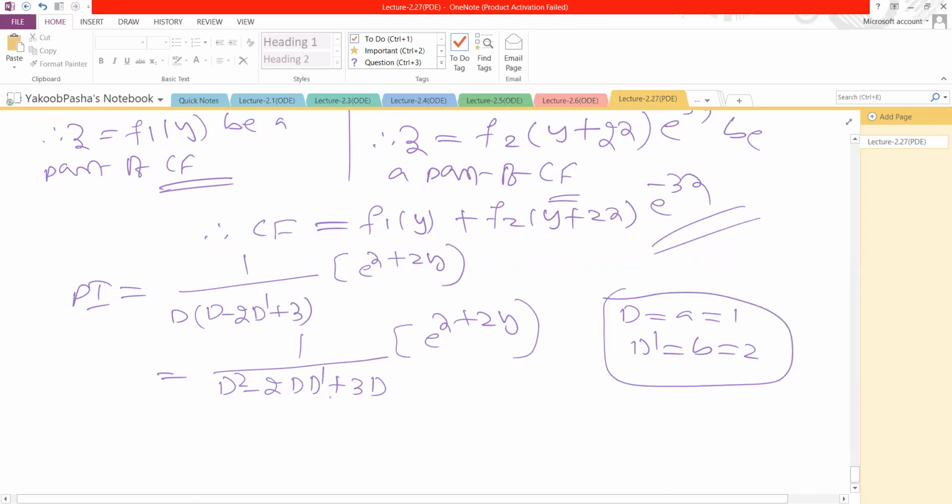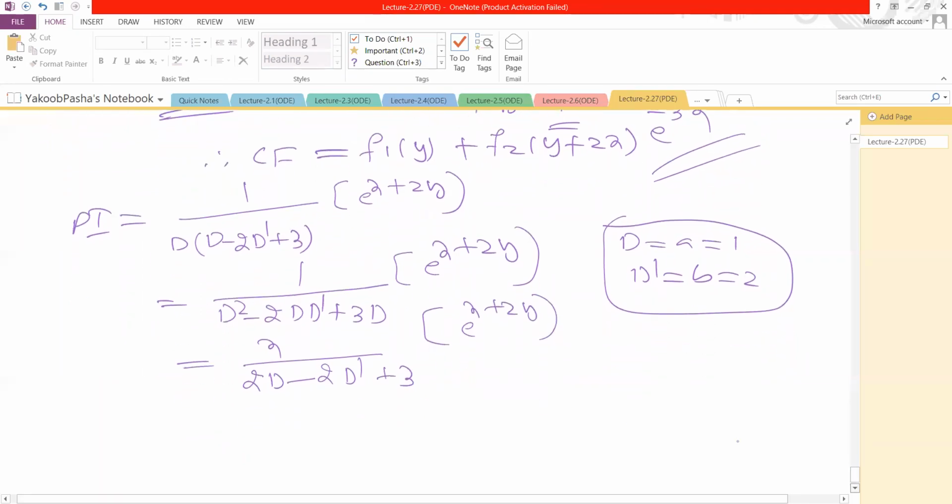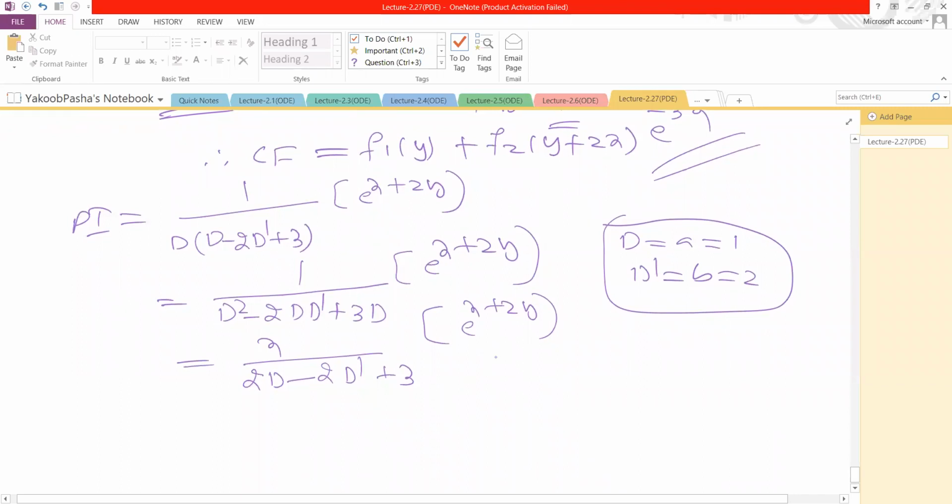What about the denominator? The denominator is 1 minus 4 plus 3. The denominator will be 0. Whenever the denominator is 0, write x in the numerator and differentiate the denominator with respect to d. So 2d minus 2d dash plus 3. This is the denominator differentiation. e to the power of x plus 2y as this. There is no change. Now substitute d equal to a and d dash equal to b, a equal to 1 and b equal to 2.